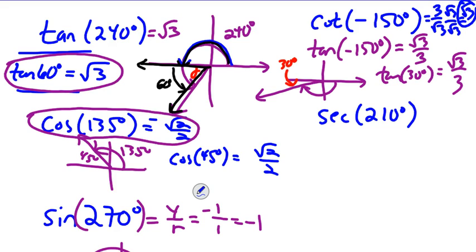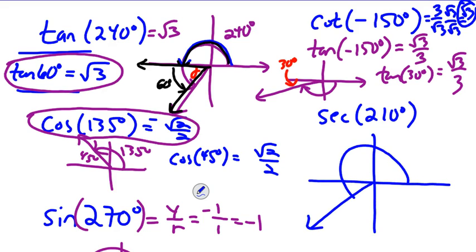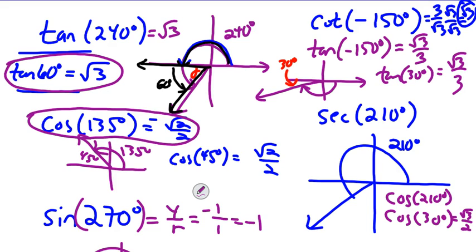Root 3. Okay. One more, secant of 210. 210 goes that way. That's the same angle, or at least it's coterminal, I should say, to negative 150. It puts me in the same place. Again, if I'm dealing with the secant function, the first thing I want to do is find the cosine of 210. So what's the reference angle? I look at the cosine of 30, and then I decide if I want to make it negative or not. What's the cosine of 30? Everybody knows. That's root 3 over 2.